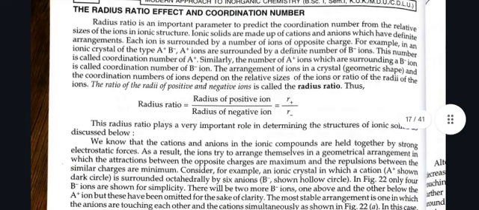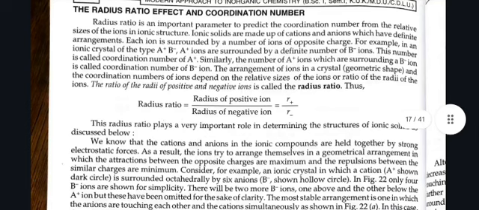For example, in an ionic crystal of the type A+B-, A+ ions are surrounded by a definite number of B- ions. This number is called the coordination number of A+. Similarly, the number of A+ ions which are surrounding a B- ion is called the coordination number of B- ion.